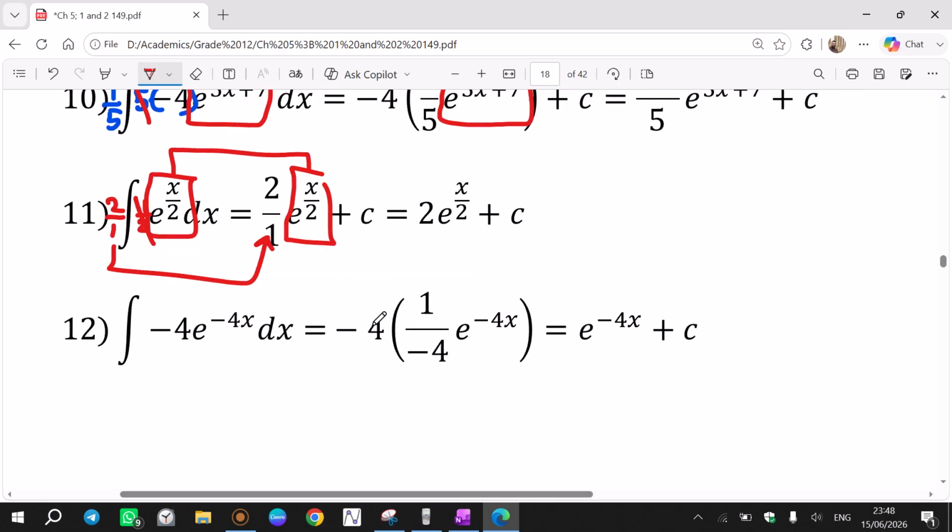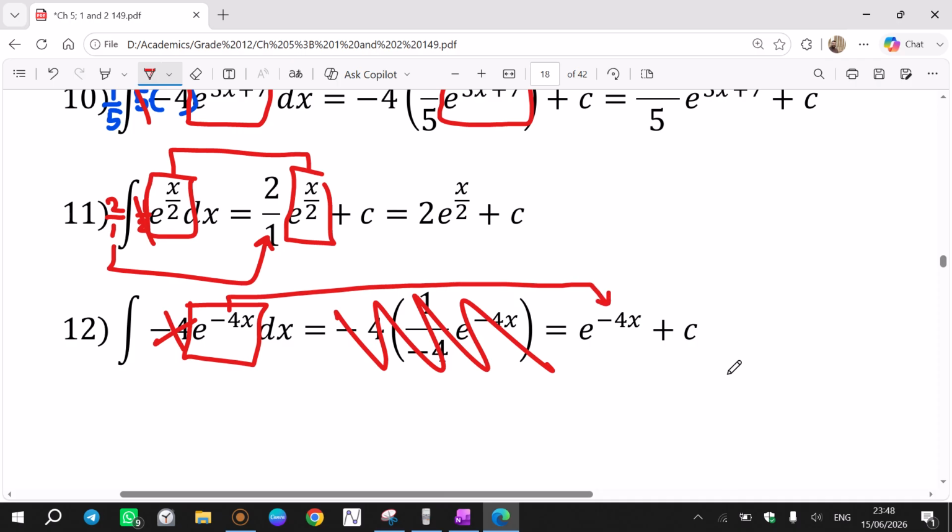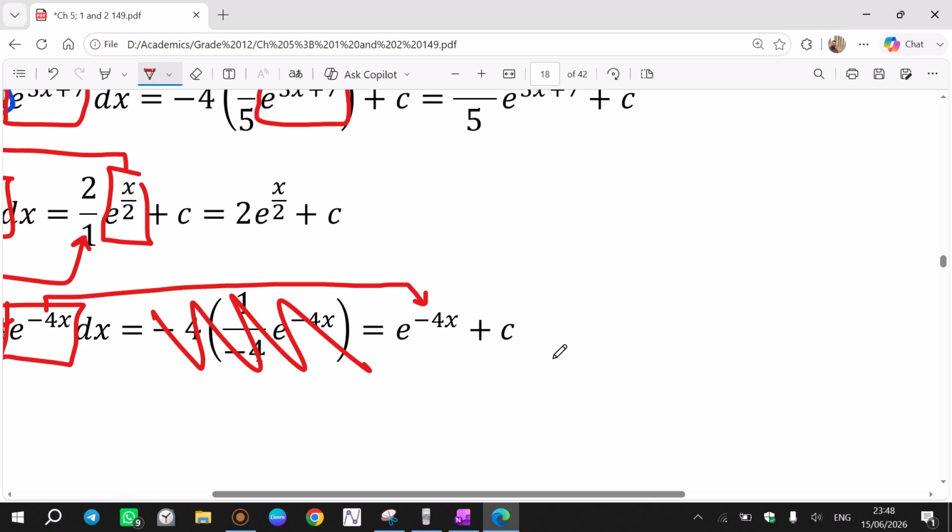Question 12. Again, we can skip this step. Why? Because the derivative of the power is negative 4. It is available outside. The negative 4 gets cancelled. E power negative 4x plus c is the answer. E power negative 4x is not in the simplest form. So we need to write 1 over e power 4x. Now the negative 4 became positive and the plus c stays right where it is.